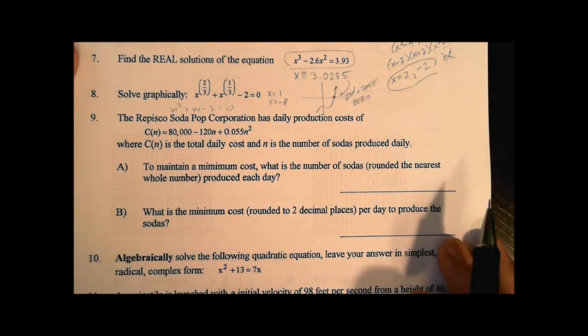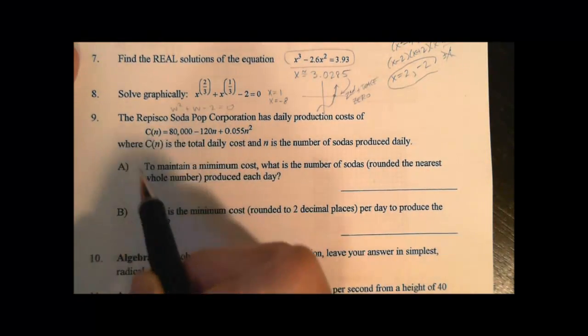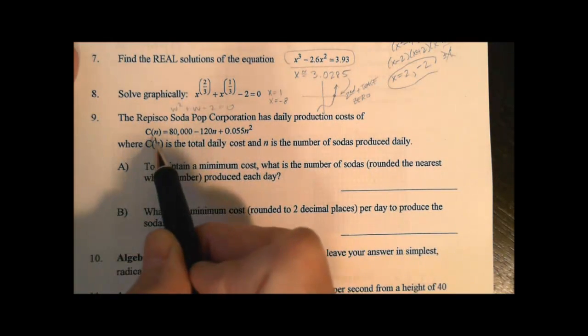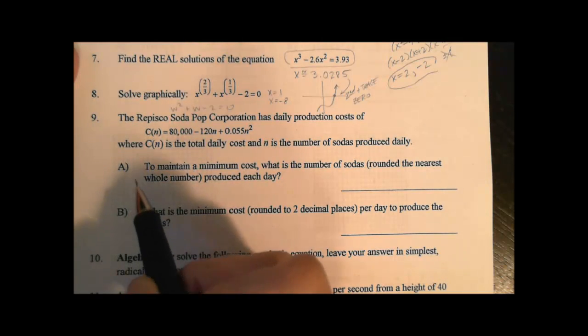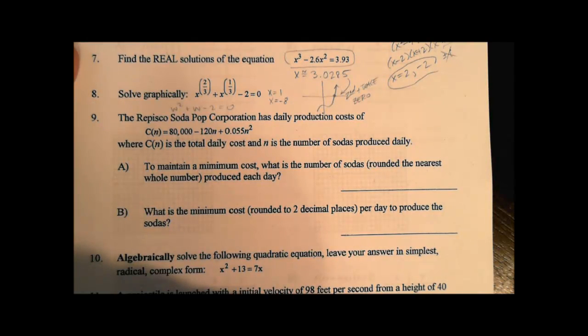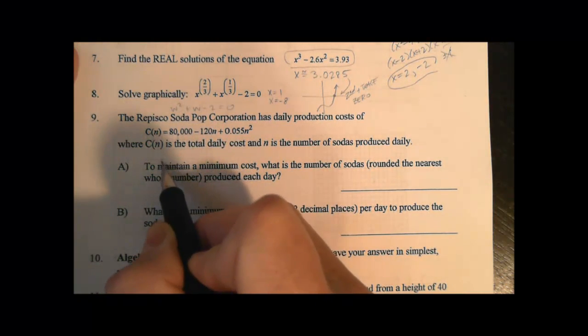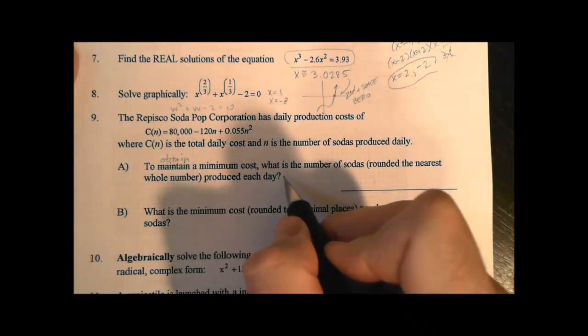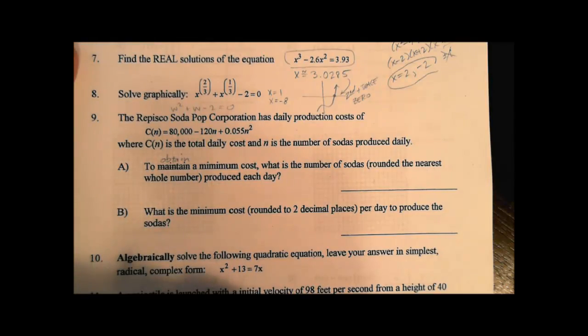question involving this cost function. It's a quadratic cost function. It tells us the total daily cost by producing so many sodas. If we put in N, the number of sodas we want to make, then the output will be the cost of making those sodas. And presumably this is in dollars, and N is just the number of sodas. To maintain a minimum cost, what is the number of sodas produced each day? Well, I don't like this wording. I'm going to say obtain. And what should we produce each day to minimize cost?